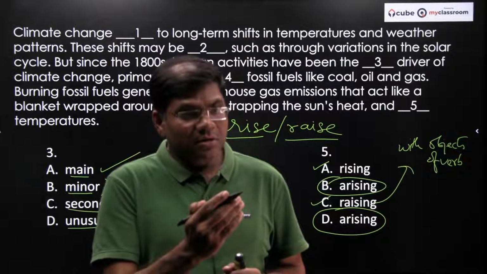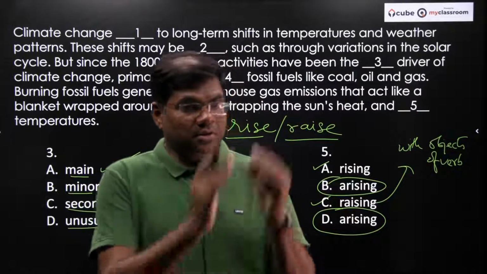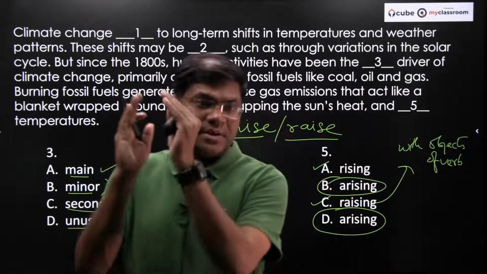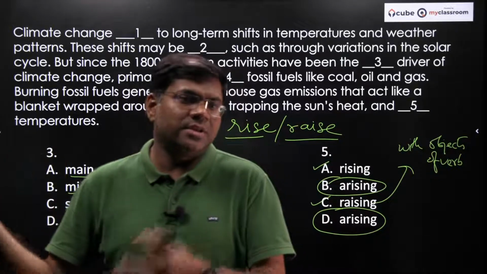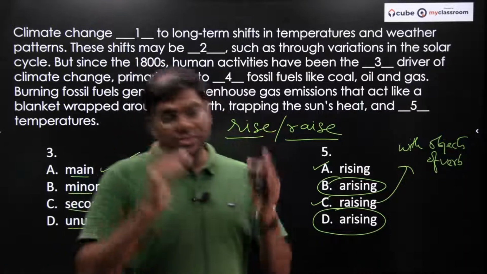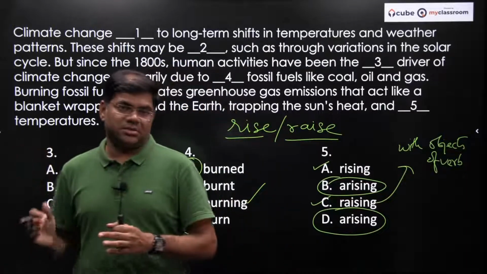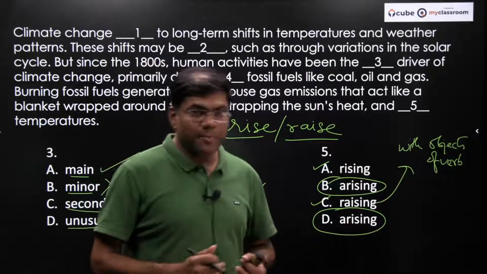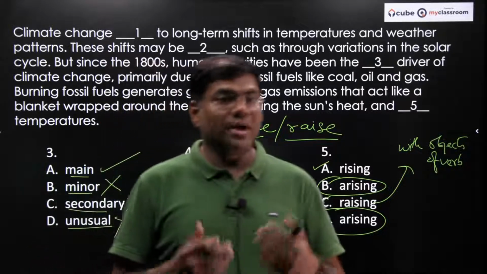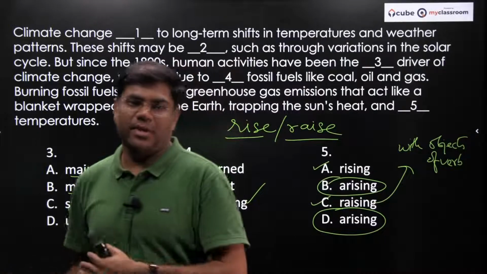Example, the sun rises. The sun is the subject, rises is the verb, there is no object. In the east is not an object, in the east is basically a prepositional phrase. So the sun rises in the east, correct? This is how it is. Or the other way is that the company has raised my father's salary, correct?